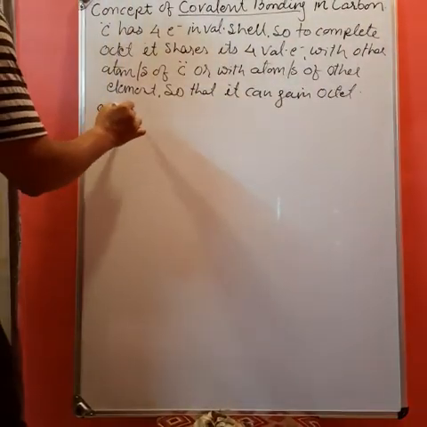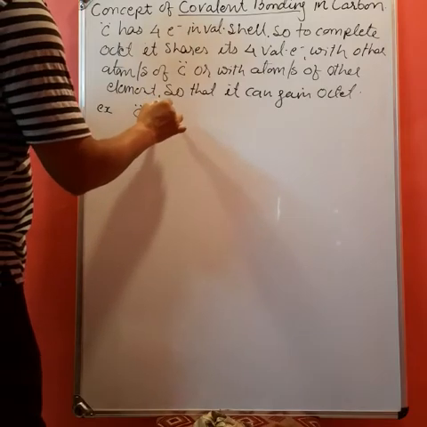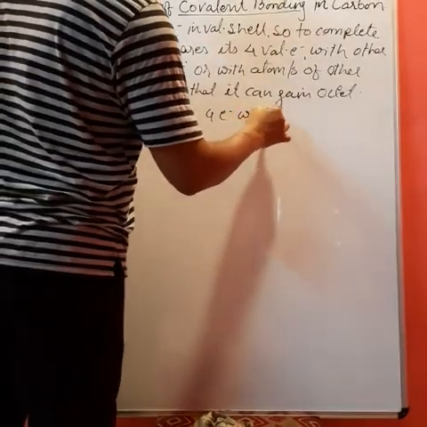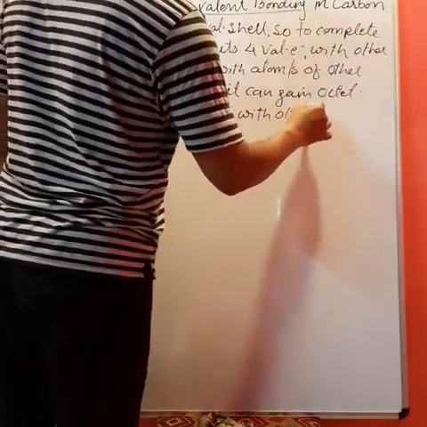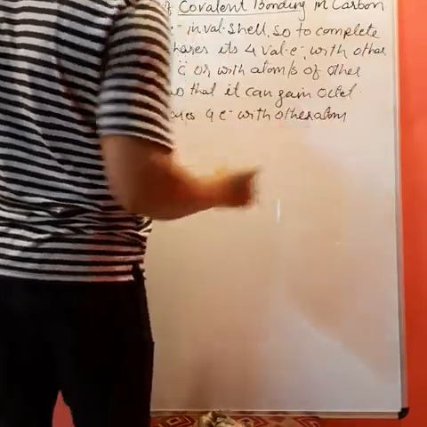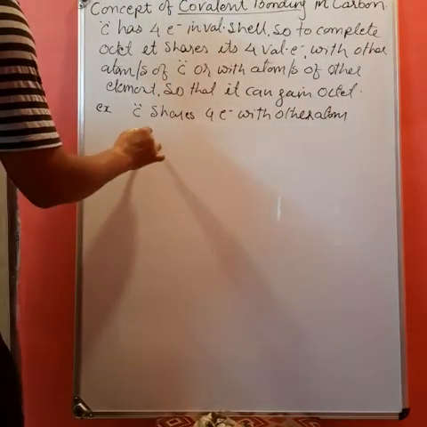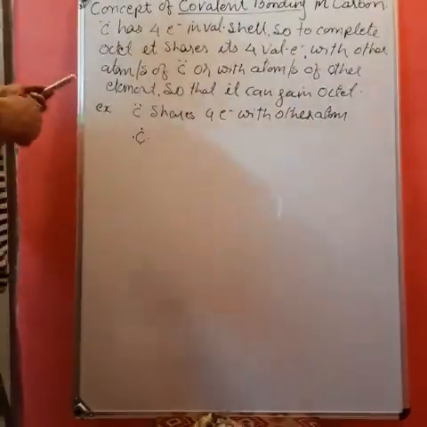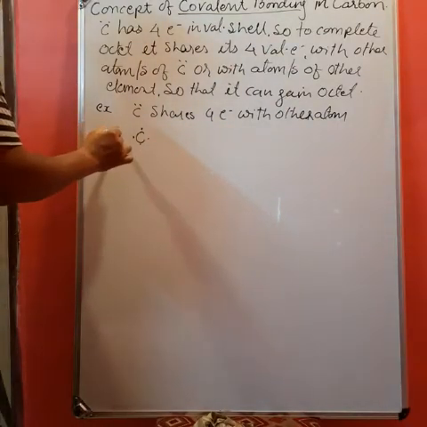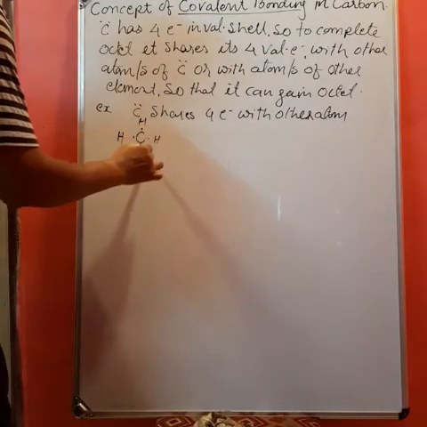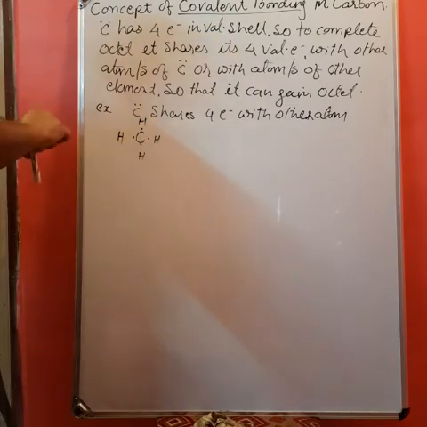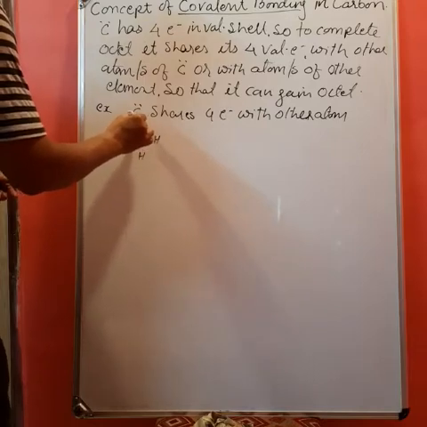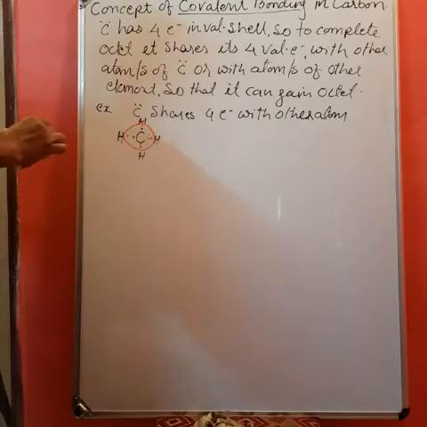For example, carbon shares 4 electrons with other atoms, like carbon has 1, 2, 3 and 4 electrons, but it requires 8 electrons in its valence shell. So it shares 4 electrons, that is 1 each with the 4 hydrogen atoms. Now its octet is getting completed, isn't it?